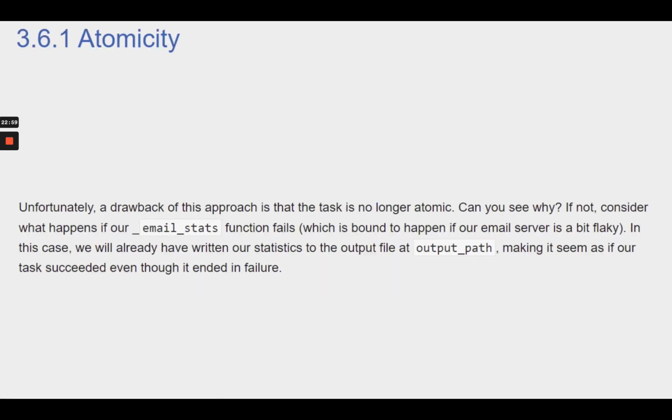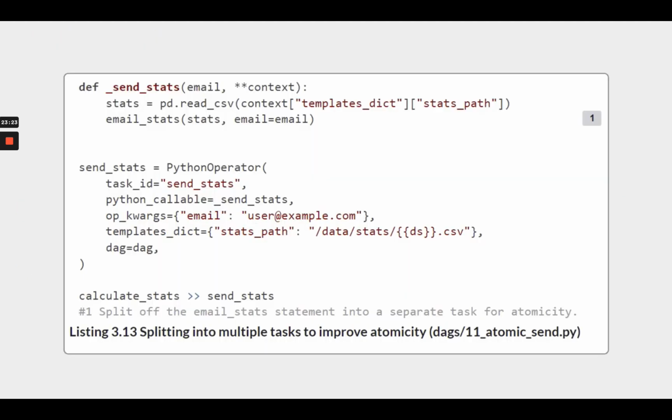Unfortunately, a drawback of this approach is that the task is no longer atomic. Can you see why? If not, consider what happens if our _send_stats function fails, which is bound to happen if our email server is a bit flaky. In this case, we will already have written our statistics to the output file at output_path, making it seem as if our task succeeded, even though it ended in failure.